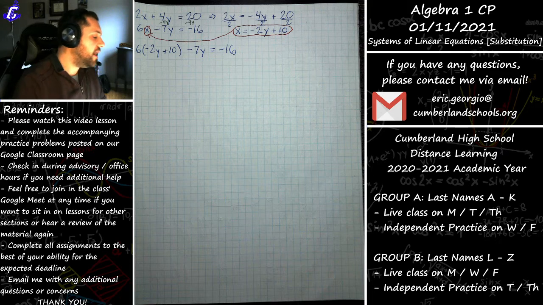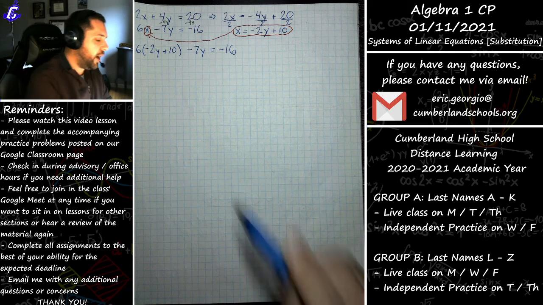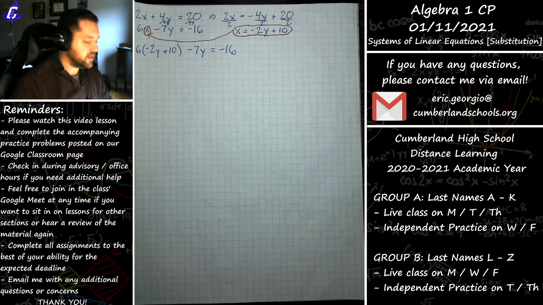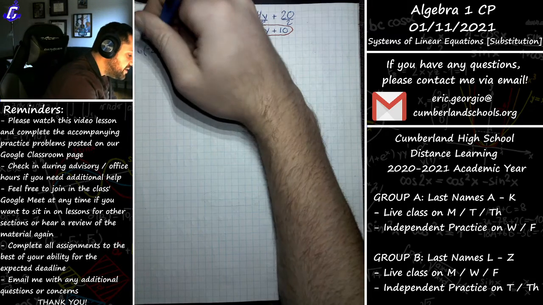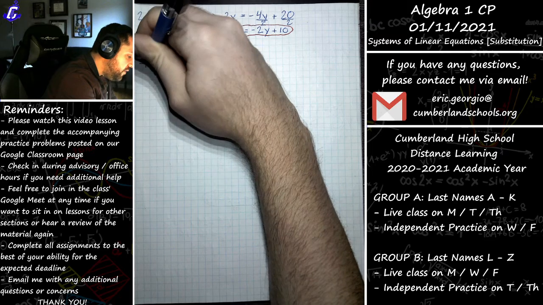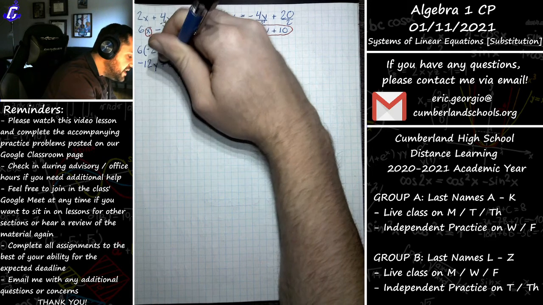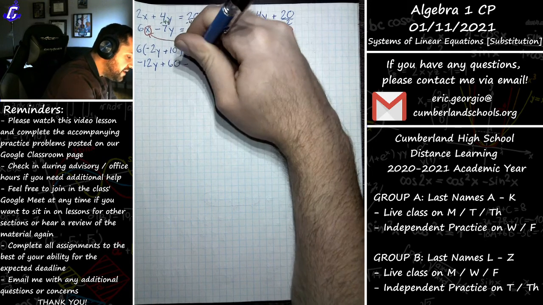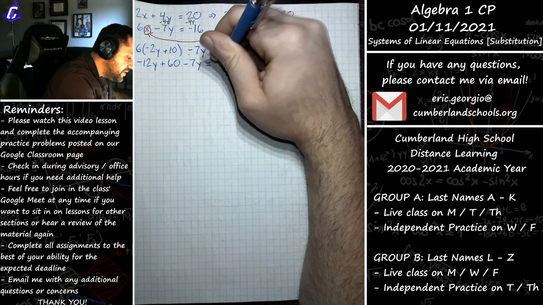Once you do that, you can now go ahead and solve for y. And then once we have our value for y, put it back up here and solve for x. Ready? I would distribute the 6 everywhere. I would get negative 12y plus 60, 6 times 10, minus 7y is equal to negative 16.